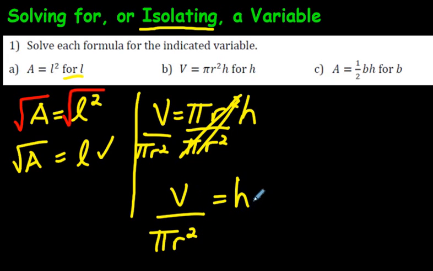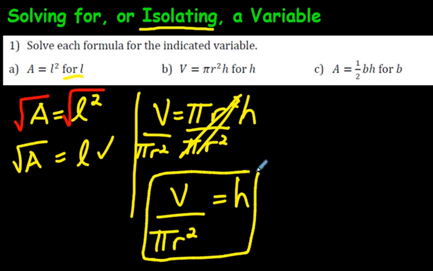And basically, we have finished this question. We have solved the question. We've got h all by itself. H is isolated. In a math textbook, usually you'd see the h on the left side and all of this on the right side. So you take the volume divided by pi r squared and you're good to go. You would know h. All right, let's move to the next question.